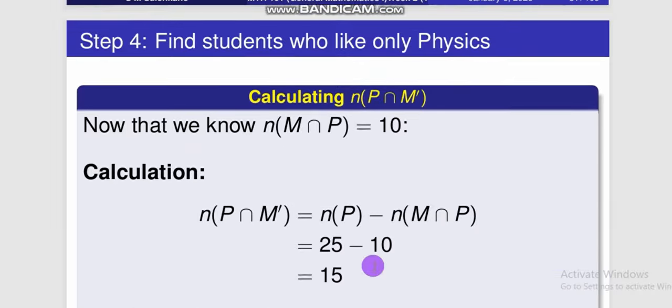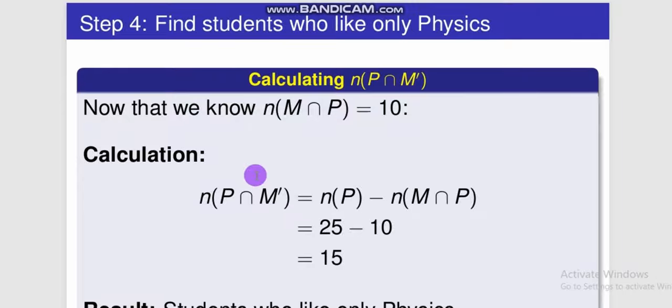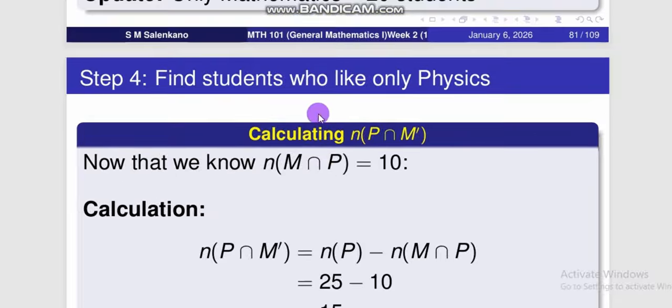Now if we want to get those who like physics only, again, this is like a repetition, another way of doing it, okay? But we already solved the problem, right? But we are showing the mathematical way of writing the problem, solving the problem, sorry. So how do we calculate this? Those who like physics only without math, okay?